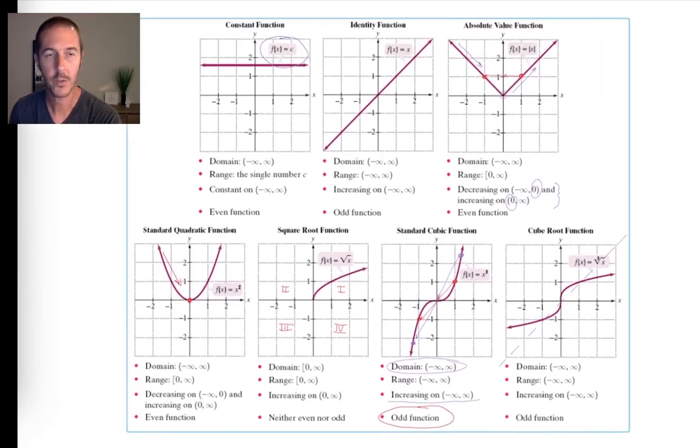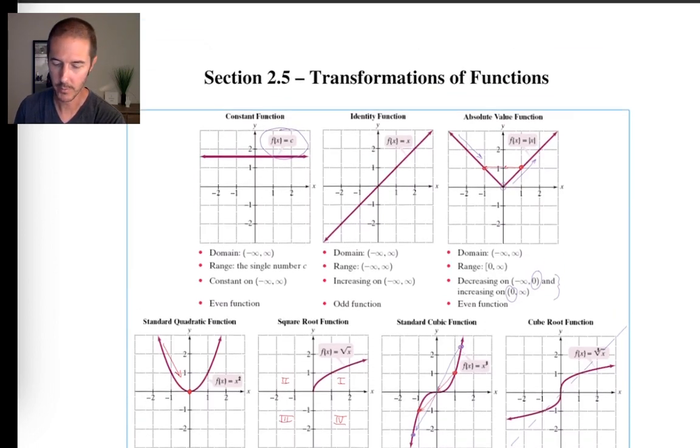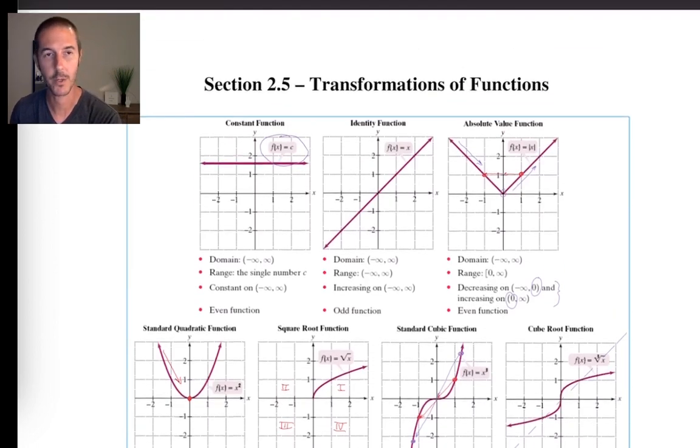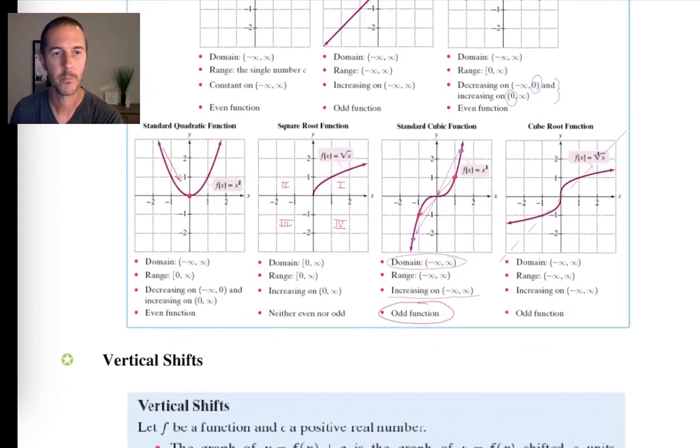Now, if you're one of my students, then you have access to these printable notes. So I would highly recommend, instead of writing all of this down, you might want to actually print this page and maybe tape it into your physical notebook, because we're going to be taking these parent functions and modifying them as part of our conversation about transformation of functions.